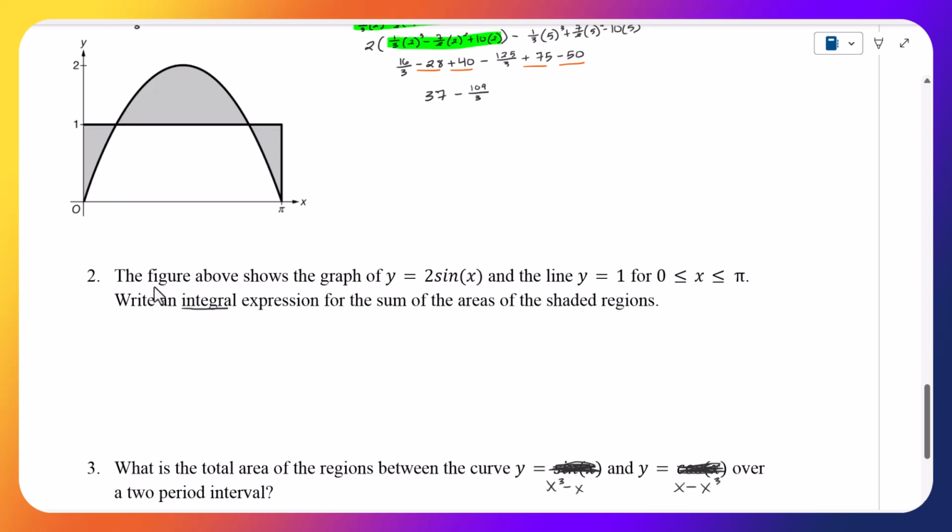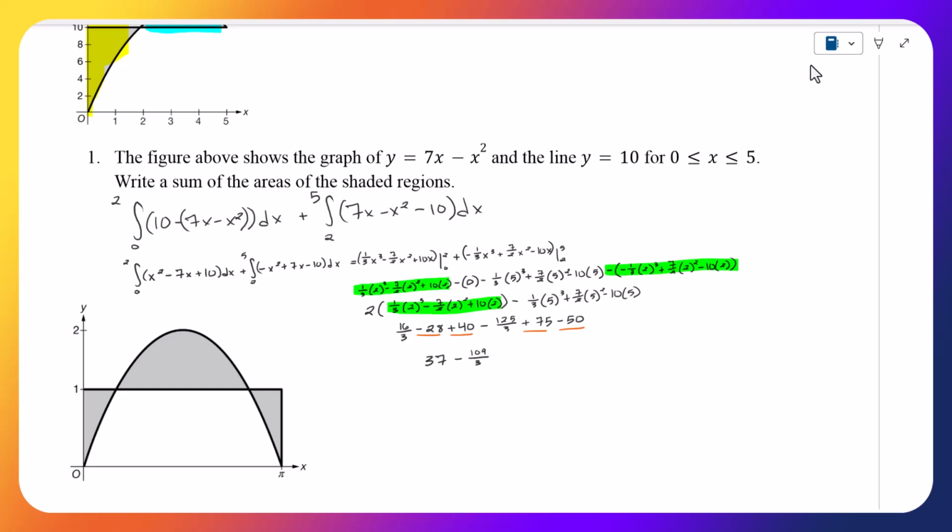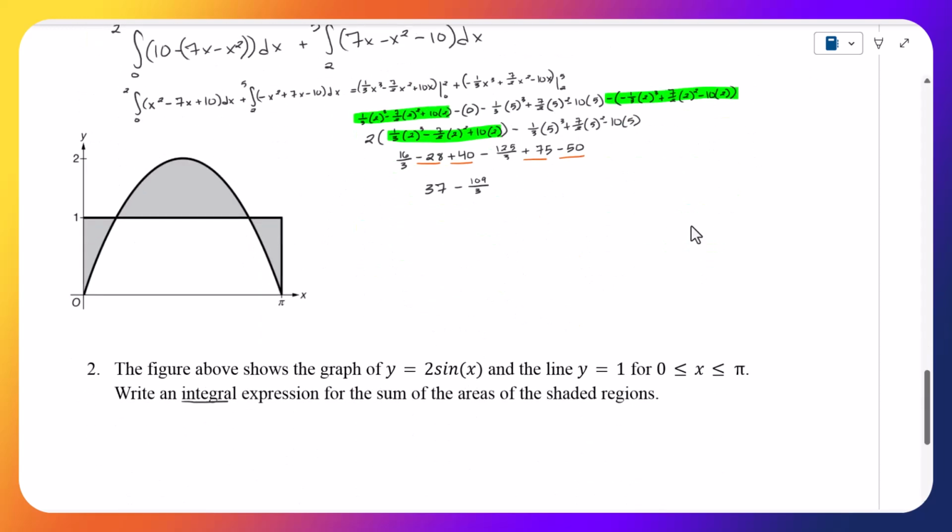Okay, but this one, the figure above shows the graph of y equals 2 sine x and the line y equals 1. Well, clearly this line right here is y equals 1, and our 2 sine x is the parabolic shape. From 0 to pi, we want to write our integral expression. Okay, they don't tell us where these are intersecting, so we're going to have to find that point of intersection, these 2 points of intersection.